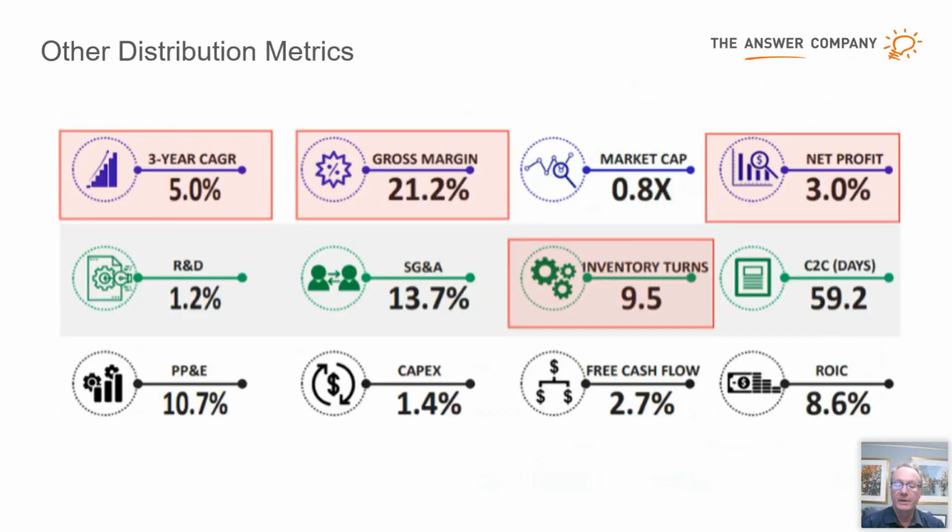Here, I highlight some of the metrics for distribution that I think you should be paying attention to. What is your 3-year annual growth rate? 5% is the norm. What is your gross margin rate? Here we can see 21.2% across industries generally. And net profit, around 3% or better, and your inventory turns around 9.5. And there are some additional ones out there that we could care about. It gives you an idea of where you might compare to these general industry statistics.